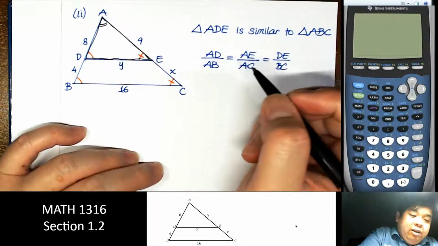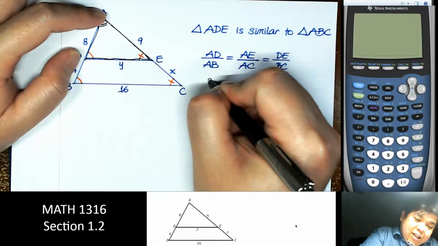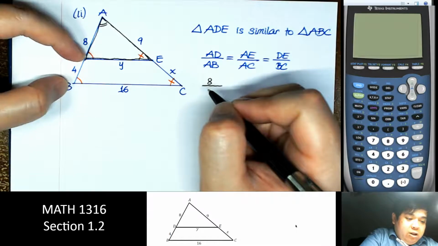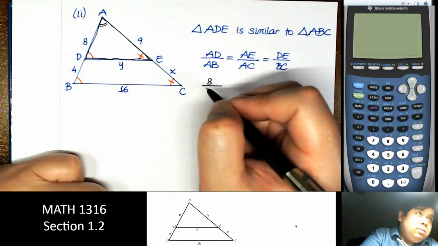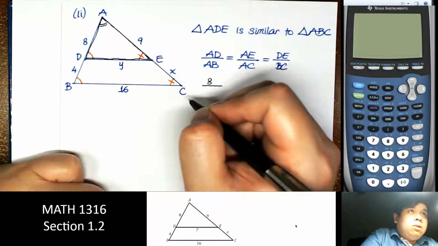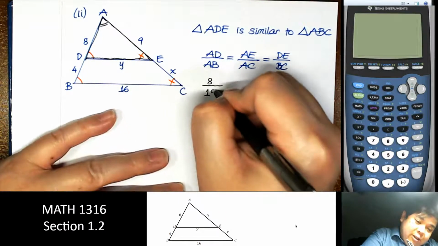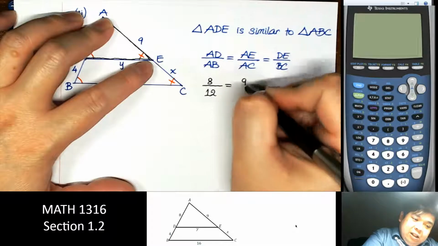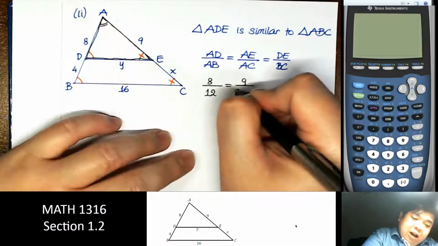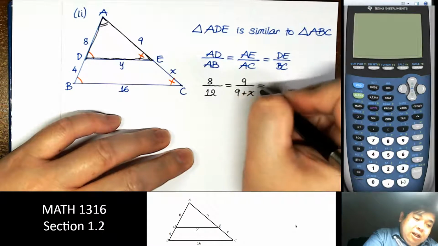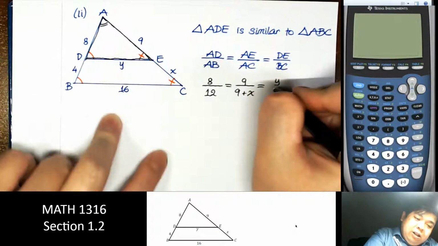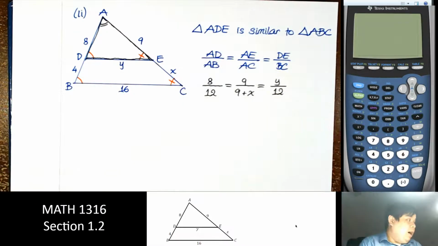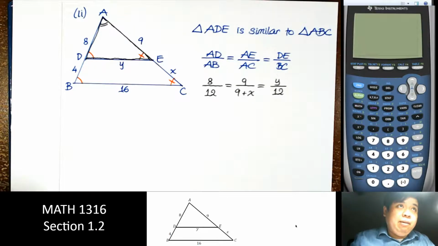Right. Now we write in the lengths. AD, this is 8. AB, 8 plus 4. This will be 12. AE is 9. AC, 9 plus x. DE is y. And BC is 12. Right. So that's pretty simple.